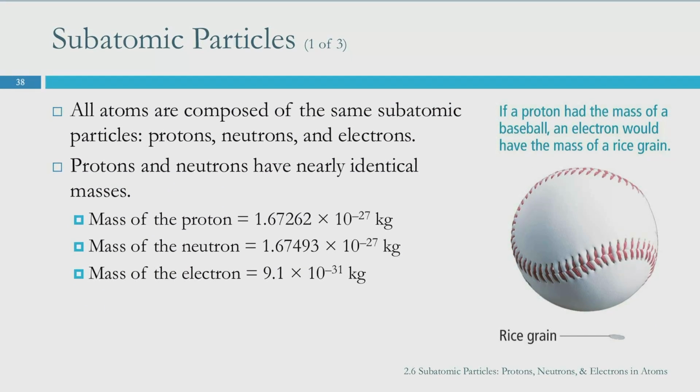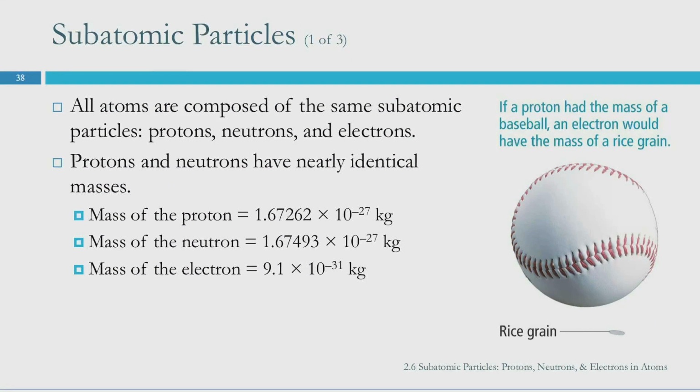Okay, subatomic particles. These are our three subatomic particles: protons, neutrons, and electrons. Protons are positively charged. Neutrons are neutrally charged. Electrons are negatively charged. We can see the mass difference for the proton and the neutron only shows up in the third decimal place, and it's not very much. And the mass of the electron is times 10 to the minus 31. It's really, really small compared to our proton and our neutron.